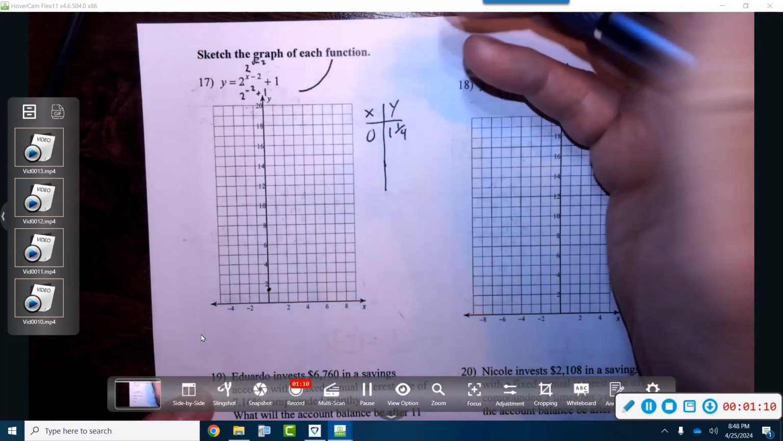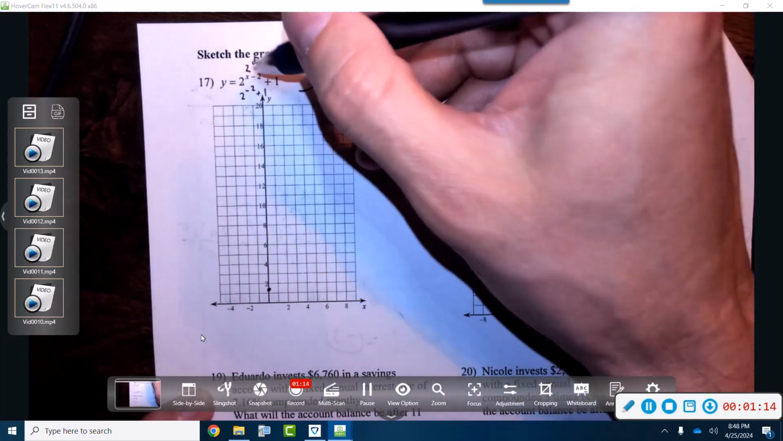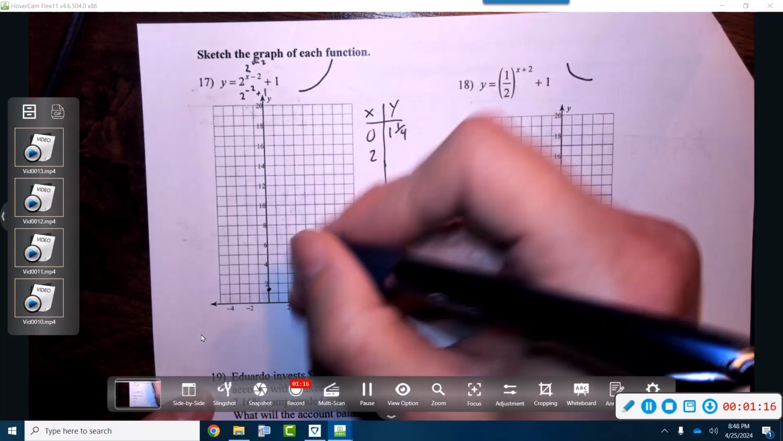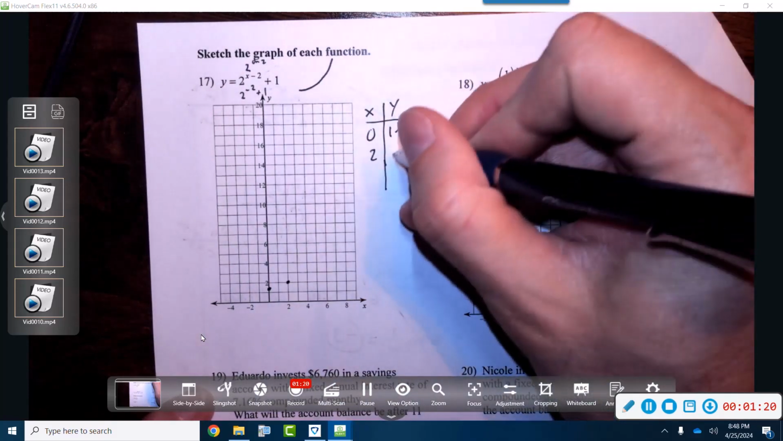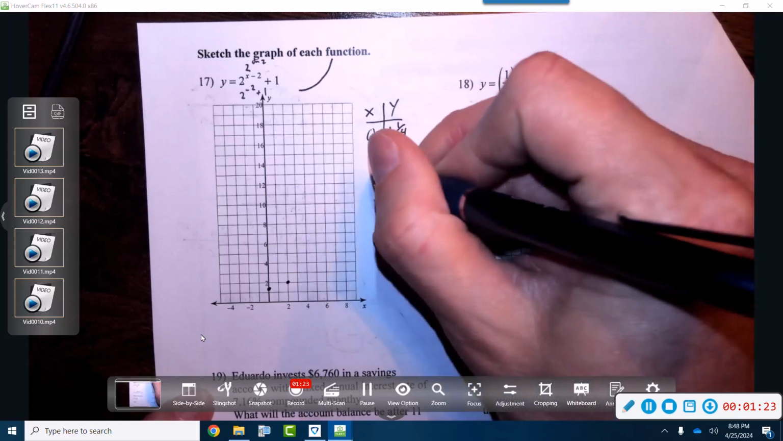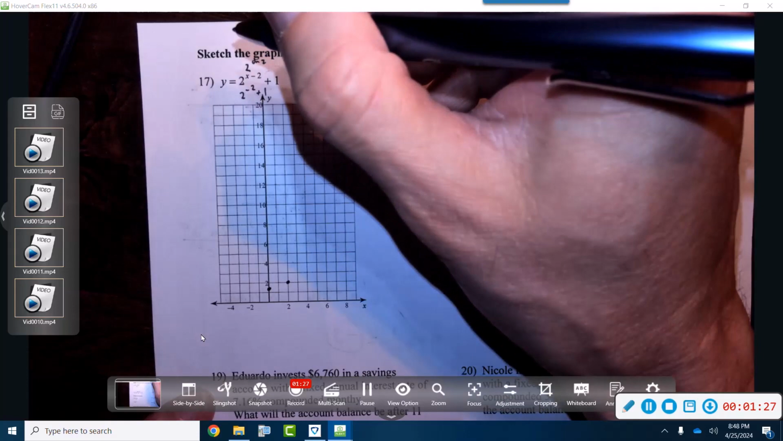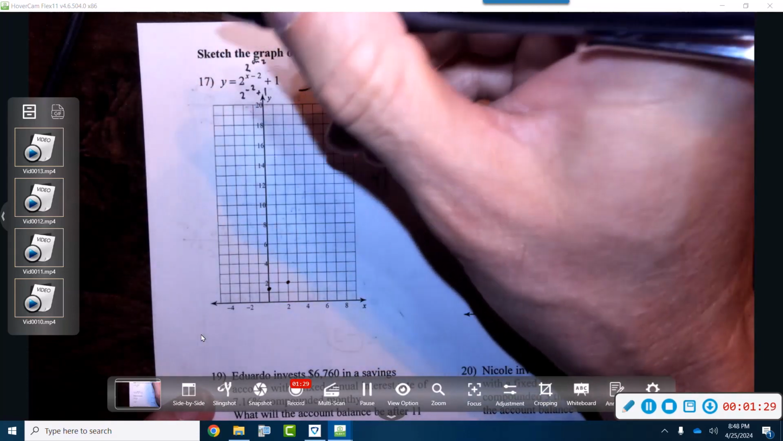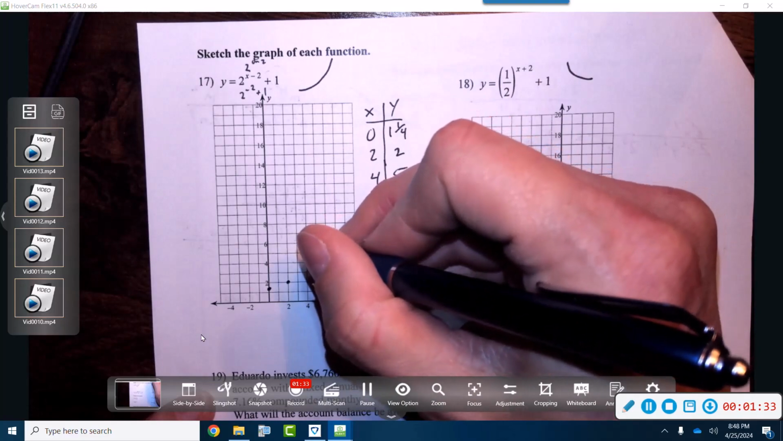And now I'm going to pick another number. I'll just pick 2 and see what I get. 2 to the 0 power is 1. 1 plus 1 is 2. So that's that. Let's plug in a 4. 2 to the 4 minus 2, that's 2 to the second power. 4 plus 1 is 5. So now we're going up to 5.